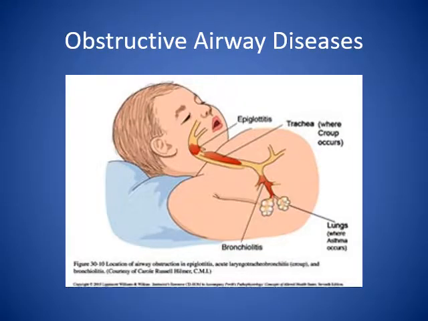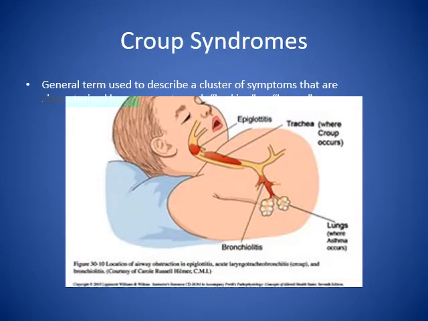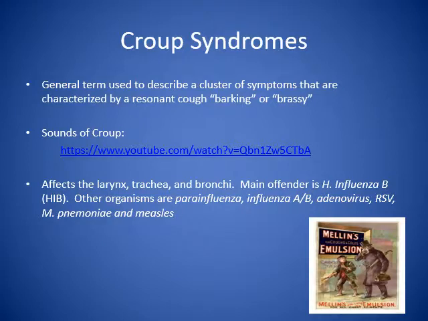So we're going to move on to obstructive airway diseases here. We're moving lower into the respiratory system now. So croup, you listened to a couple sounds of it before. It's a general term used to describe a cluster of symptoms. It's kind of like an umbrella term characterized by a barking or brassy cough. Sometimes it can lead to bronchospasms.